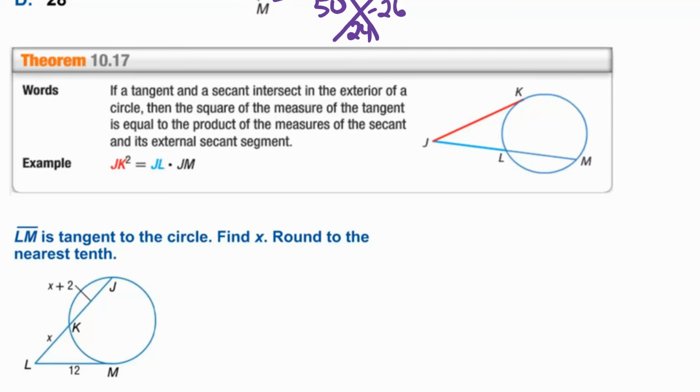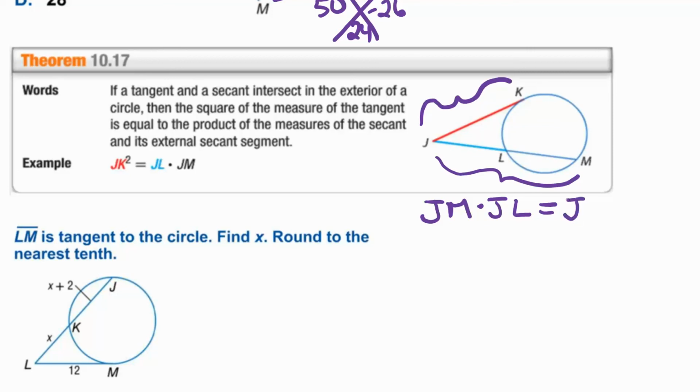Now we're going to look at a tangent and a secant. So following the rule we had before, for this side I would do the entire length times the portion that was on the outside of the circle. For this side here, the entire length is JK, and the portion outside of the circle is also JK. So that's where we come up with this formula, JK squared equals JL times JM.